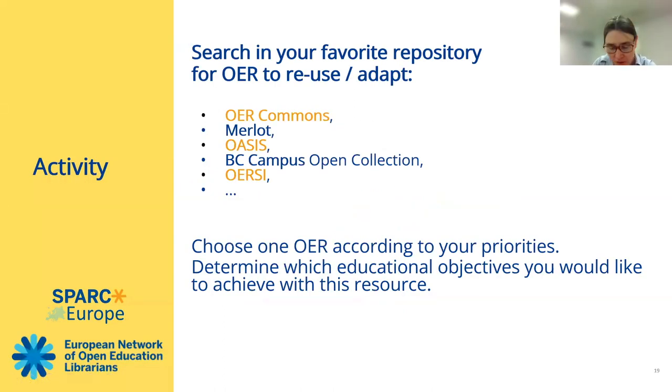So now it's time for a little activity. You can search in your favorite repository for open educational resource to reuse or adapt. Or maybe you remember from the previous workshop, you can try one of these: open educational resources commons or Merlot, Oasis, or BC Campus Open Collection or ORC. You can choose open educational resource according to your priorities and determine which educational objectives you would like to achieve with these results. You can have in mind knowledge gaps.